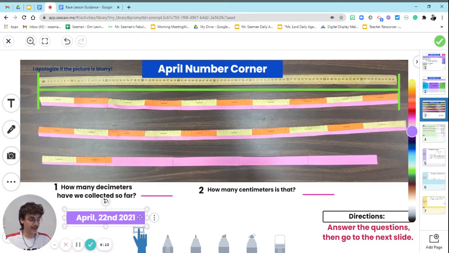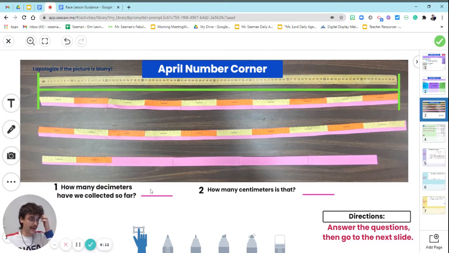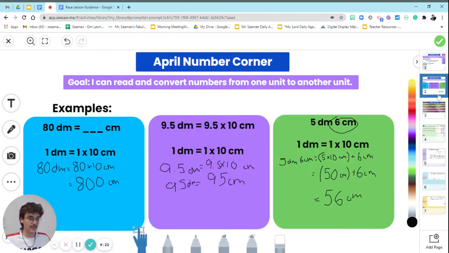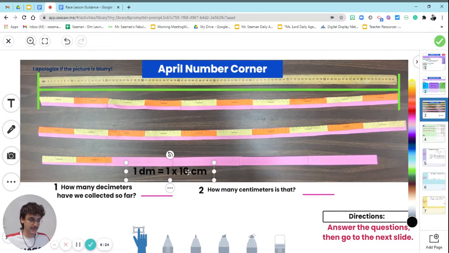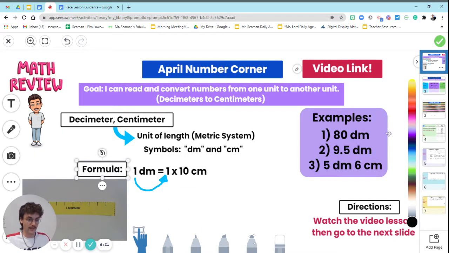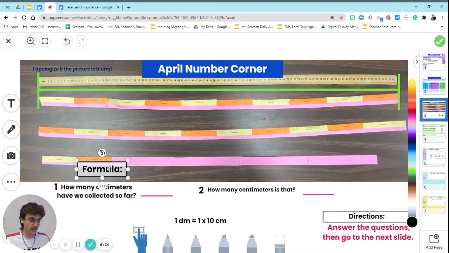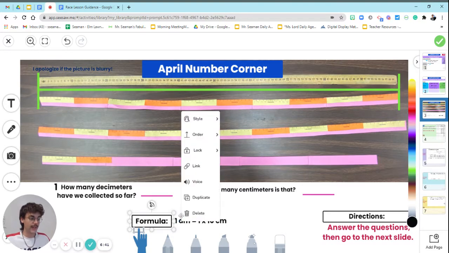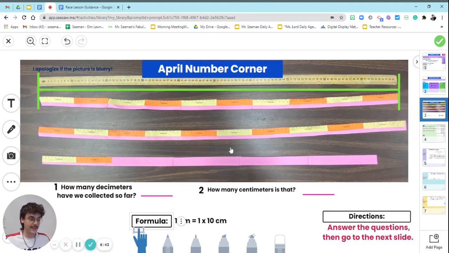Once you have that figured out, you can go ahead and put your decimeter amount down right here, and then use this equation, this formula, to figure out how many centimeters that is. Remember, I'm going to put this right here for you so you do not forget. You can put your formula, and use it to solve and convert decimeters into centimeters. Once you have that, then we are going to keep going.